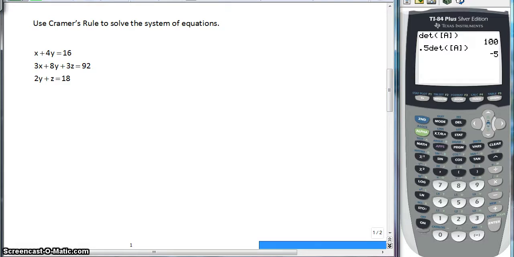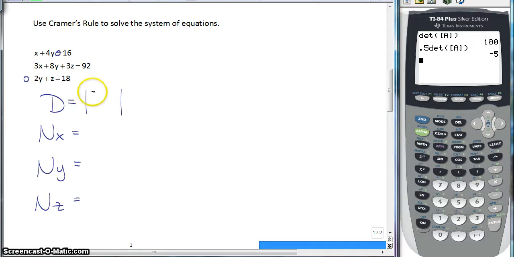So we have 4 matrices we need to create now. We have our denominator still, and then we're going to have our numerator for x, our numerator for y, and our numerator for z. Now we do it the exact same way. So it might help you to put in some placeholders here if you feel the need, like a 0z and we have a 0x. So our determinant for our denominator is going to be 1, 4, 0, 3, 8, 3, 0, 2, 1.